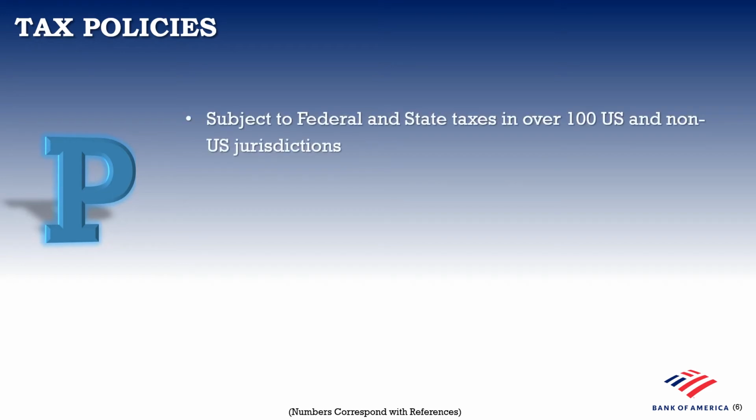The second political is tax policies. Now these tax policies are set up to make Bank of America compliant within the taxing world. Now that does make them subject to federal and state taxes in over 100 U.S. and non-U.S. jurisdictions. That is because Bank of America, while it is a bank based in the United States, is considered to be a global financial institution.